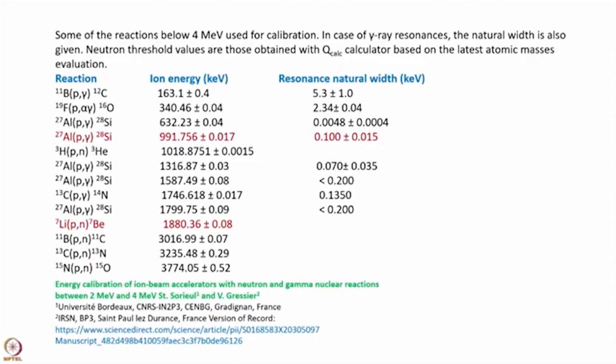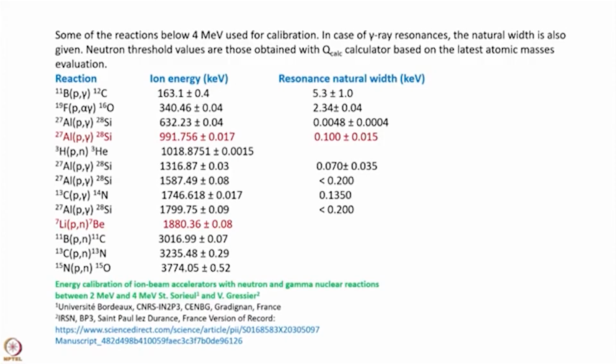But if you try to do it, fitting becomes difficult, and extraction of the energy value also becomes very difficult. The most widely used reactions at low energy accelerators are this 27Al(p,γ)28Si at 992 keV, and that has a width of 0.1 keV.